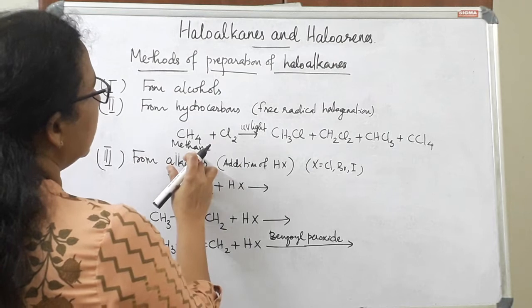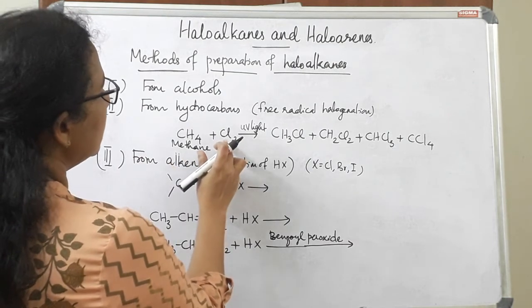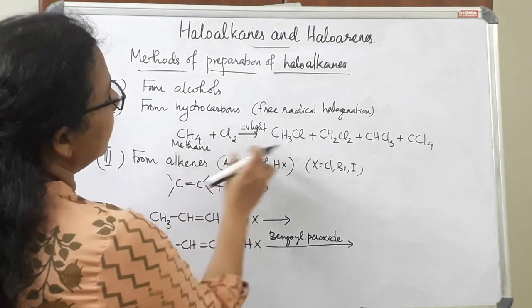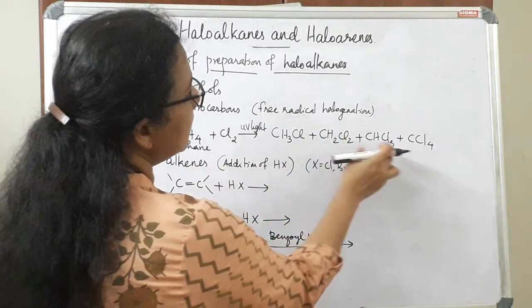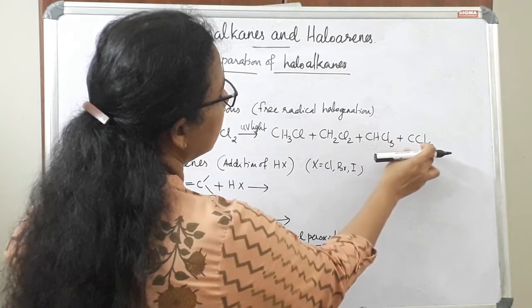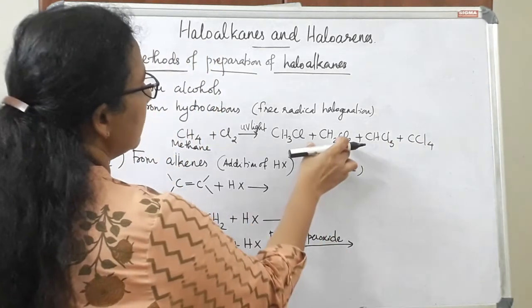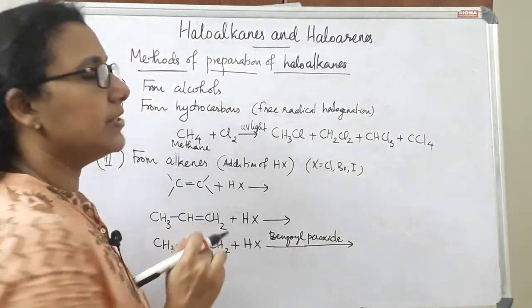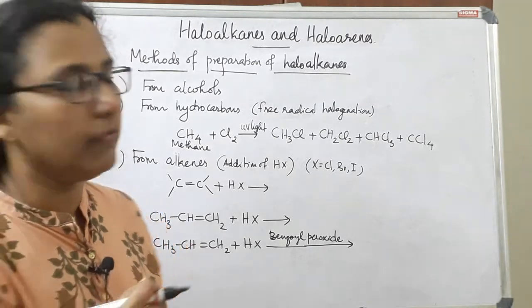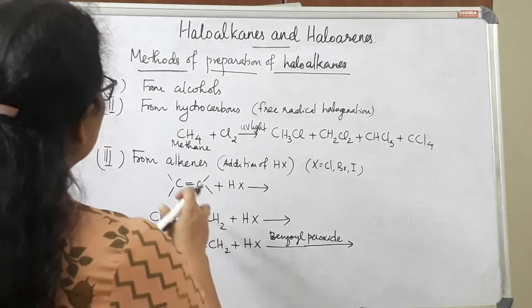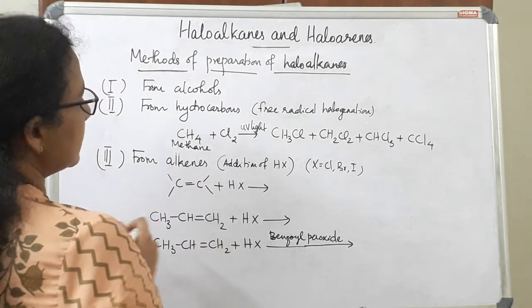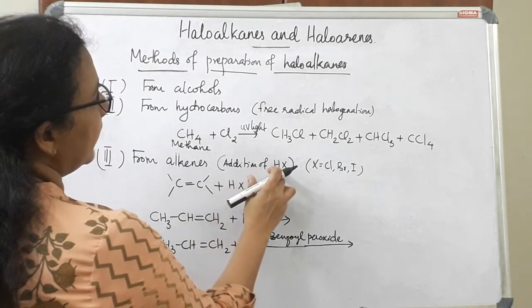Here I have taken methane and chlorine. So chlorination of methane, we will get chloromethane first, then dichloromethane, then trichloromethane and tetrachloromethane. So since it is a free radical halogenation reaction, we will get a mixture of products. So this is the method from hydrocarbons. Then the third method is from alkenes. Actually addition of hydrogen halide.